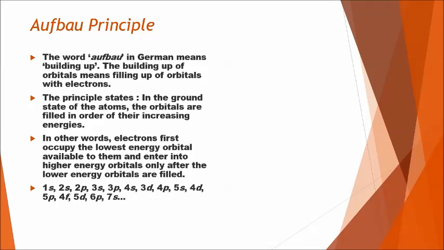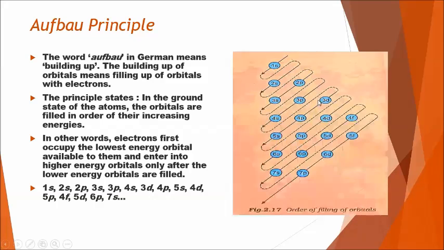The order of the orbitals in increasing order is given as 1s, 2s, 2p, 3s, 3p, 4s, 3d, 4p, 5s, 4d, 5p, 4f, 5d, 6p, 7s. This is the order, but it's very difficult to remember this way. So we have a diagram with which we can easily remember this order.